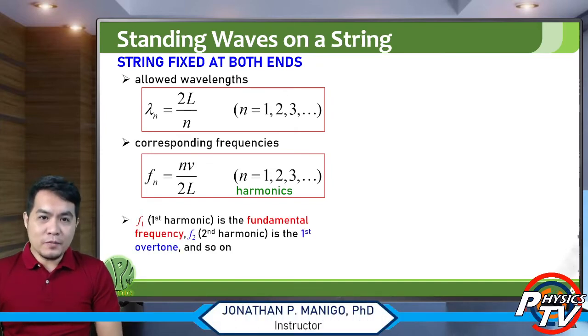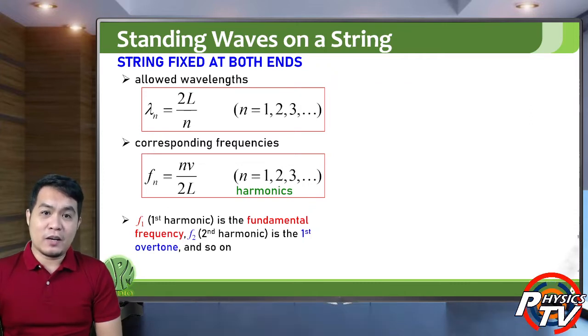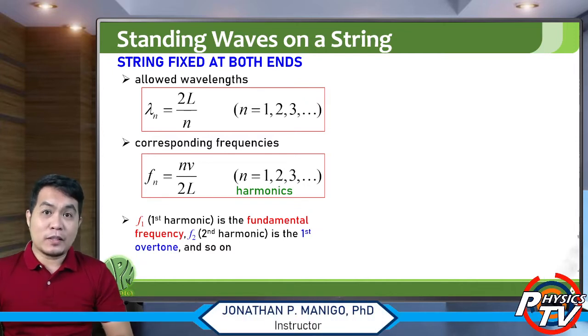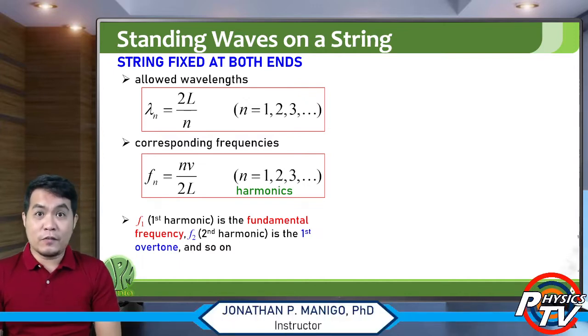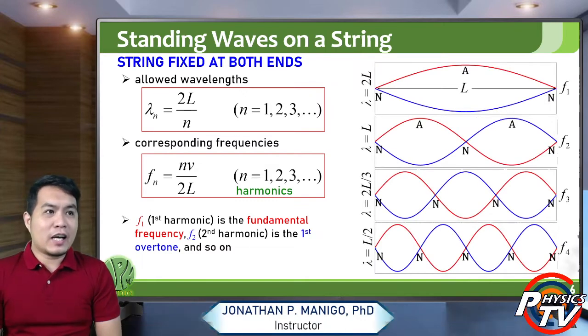So f1 is what we call the first harmonic or the fundamental frequency. f2 is the second harmonic, and it's also called the first overtone. So f2 and above are called overtones. f3 is the third harmonic, and it's also called the second overtone, and so on.